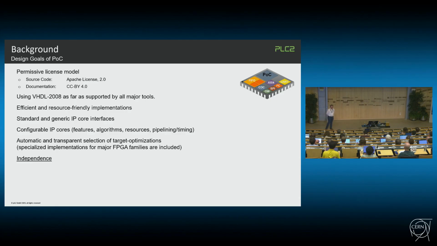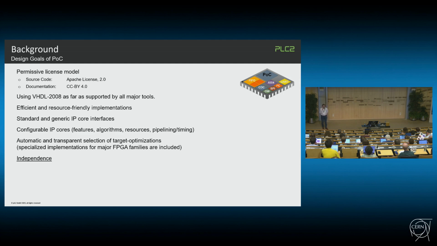All our IP cores can be configured. You can configure features, algorithms, resource utilization, and pipelining stages or timing. And it's automatically transparent to the selected device. So usually you set up your chip name inside of the library, and then the library is deciding what is the best implementation that's available. We have usually generic implementations, but we also have specialized implementations for Altera devices, for Xilinx devices, and yeah, depending on what we need to do, sometimes generic description is good enough.